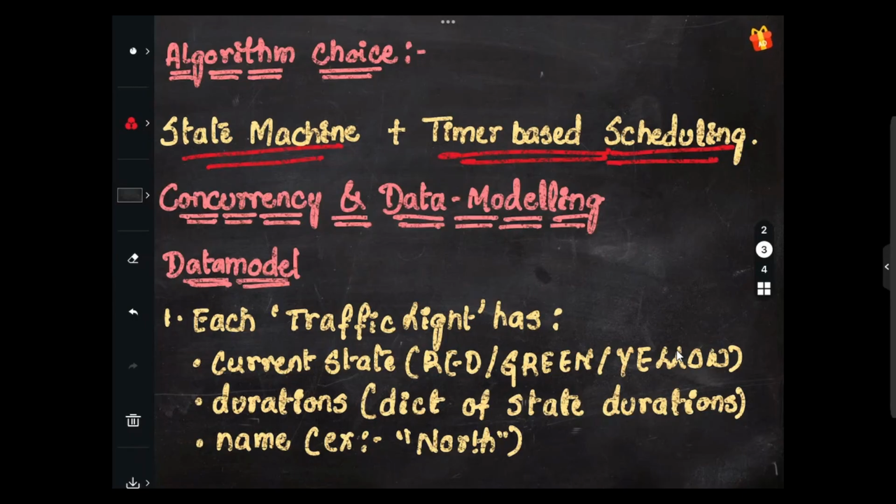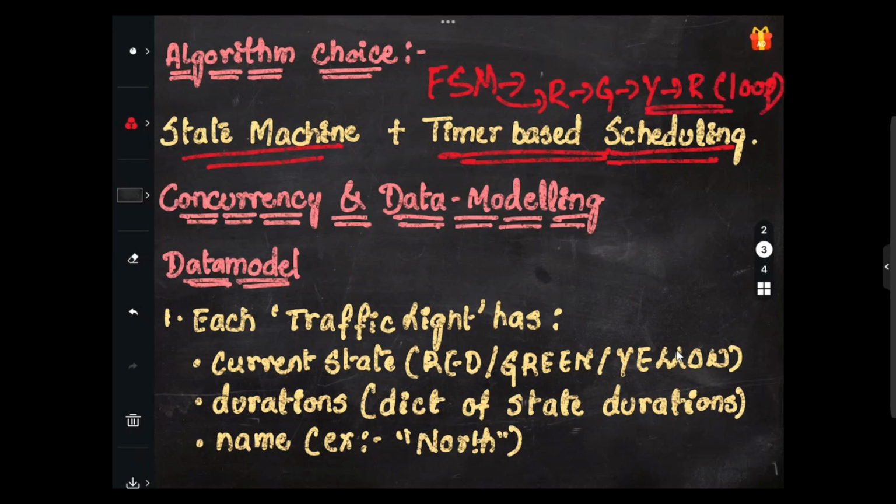First, each direction light acts as a finite state machine, FSM. So red to green, green to yellow, and then again yellow to red. We should maintain the loop. In simple terms, it will be red to green, green to yellow, and yellow to red again. We have to maintain this loop.